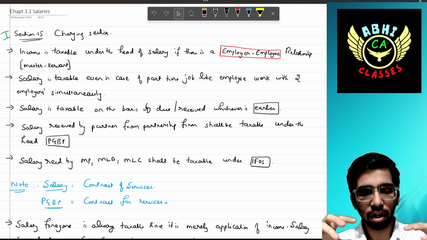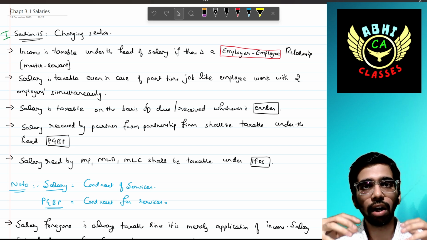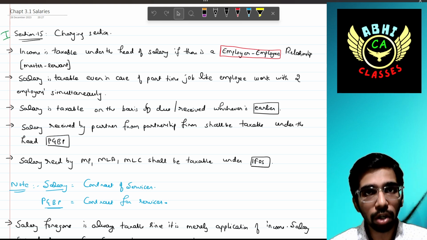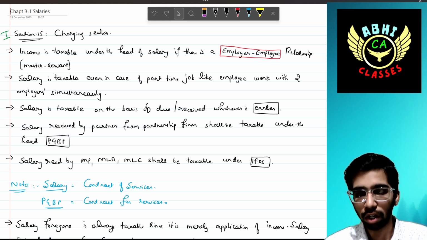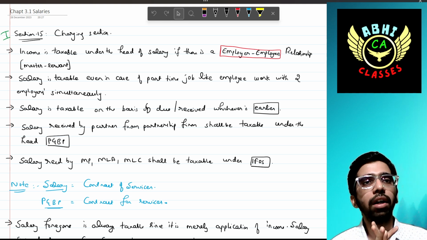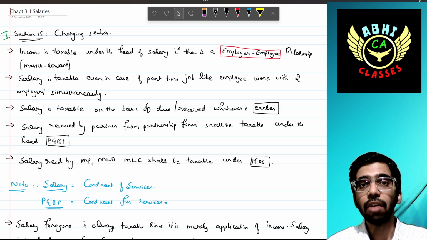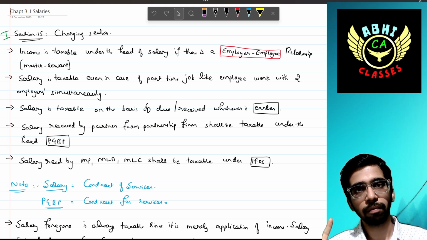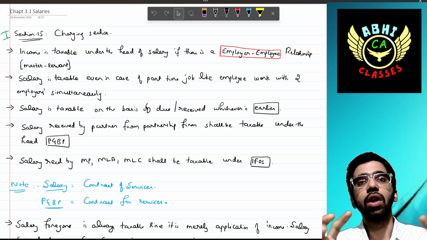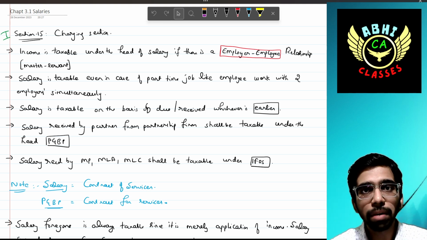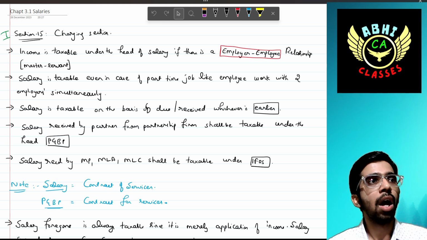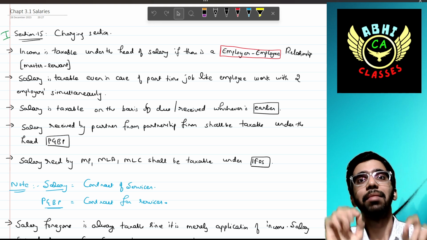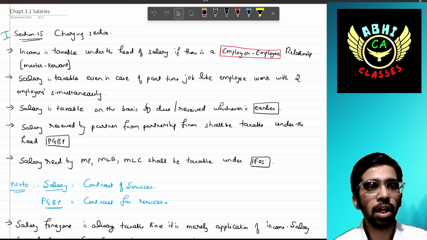Next, salary is taxable on the basis of due or received, whichever is earlier. For example, if I receive the salary of February in January itself, then the February salary will be taxed in the hands of January. In simple terms, if April month's salary is received in the month of March, then that April salary is also taxable in the hands of March. The received or due concept, whichever is earlier. Due means which has not yet been received by us, but is taxable. For example, March month's salary you have not yet received in March, but it should be treated as a salary of March. This is a simple concept.